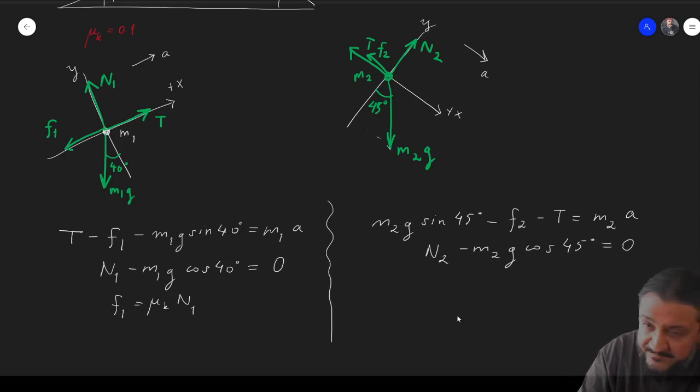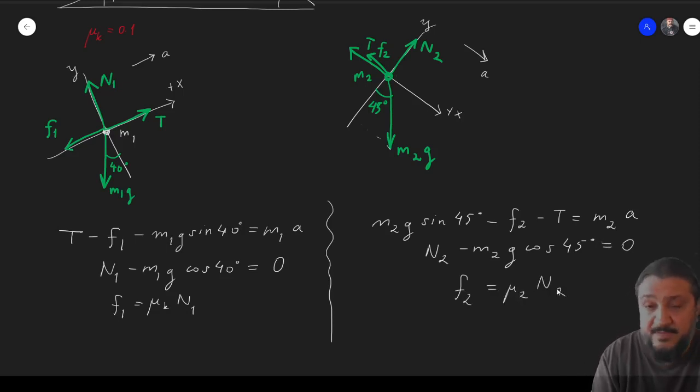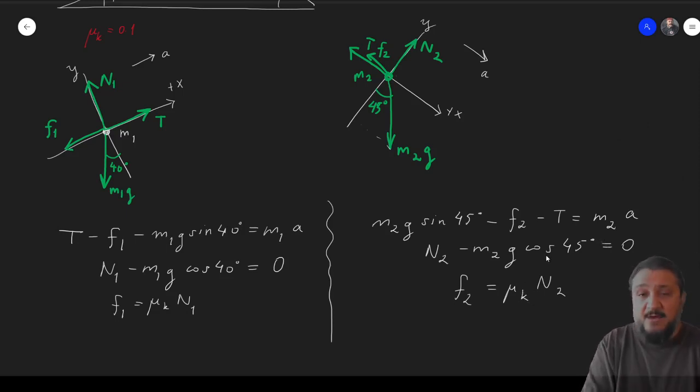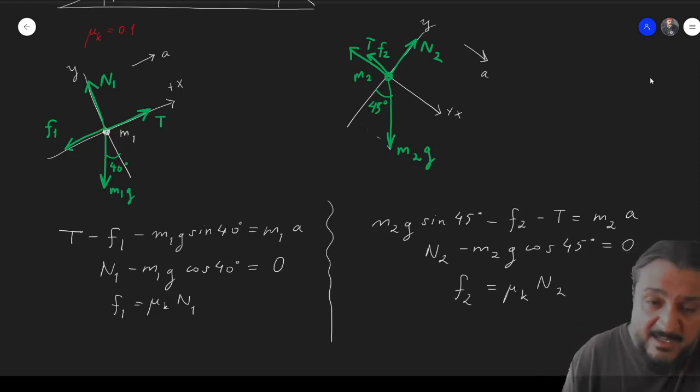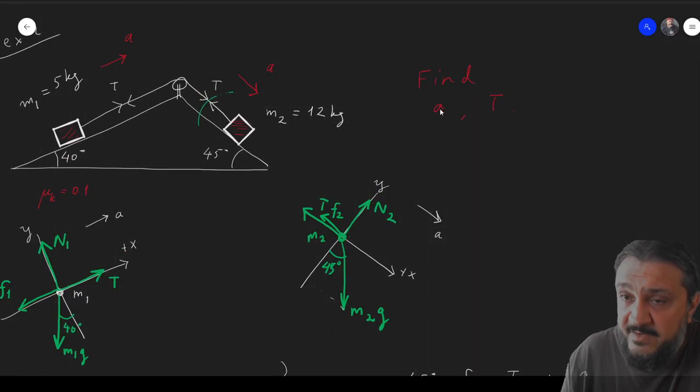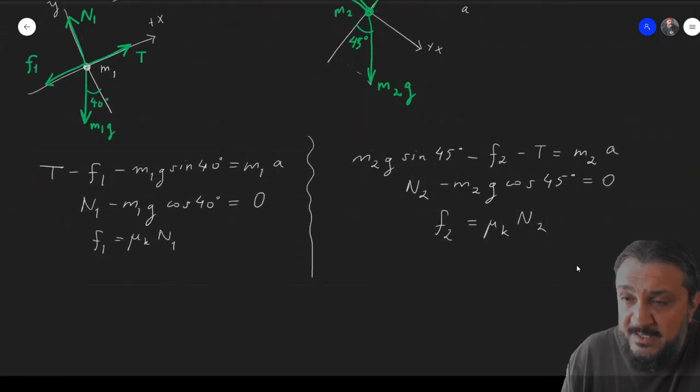And of course, we have F2 equals mu k times the normal force by definition. I'm sorry, mu k. I didn't mean to say mu 2. I meant mu k. All right, now we can solve these for a and T. That's the problem, right? Find a and T.